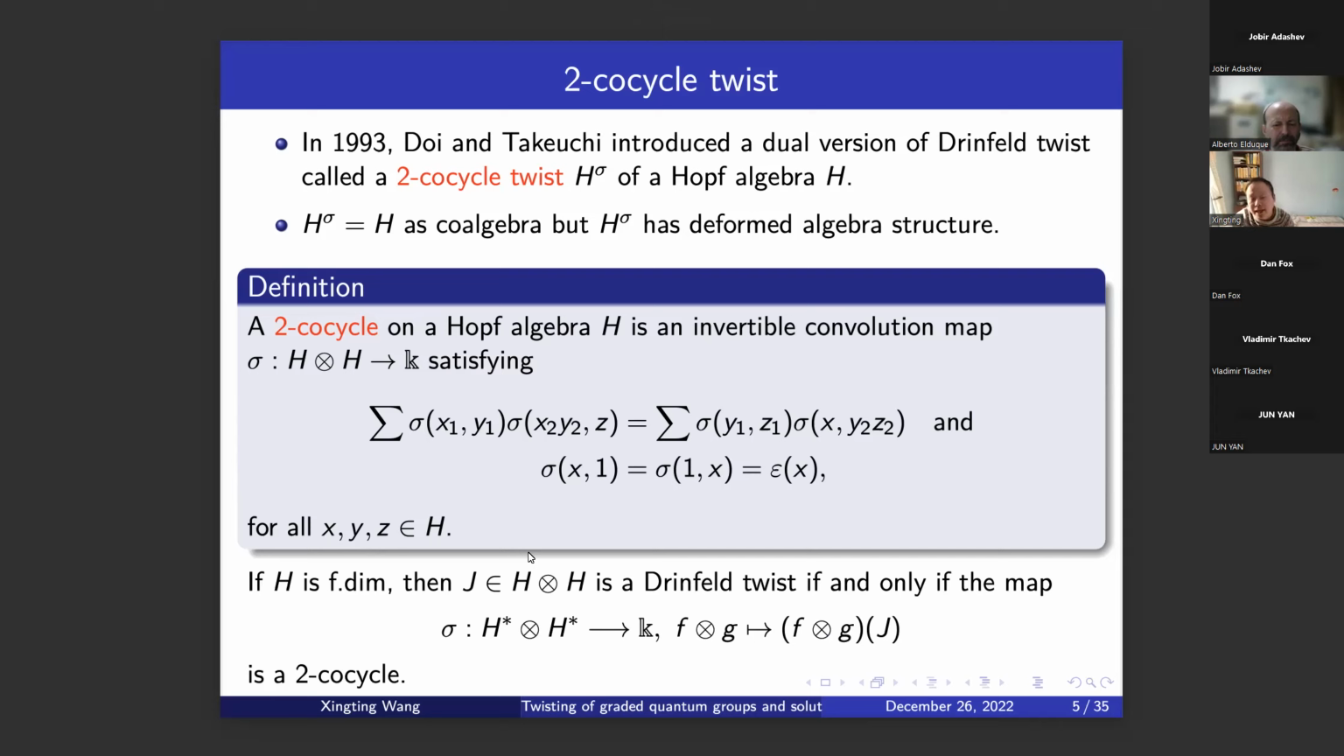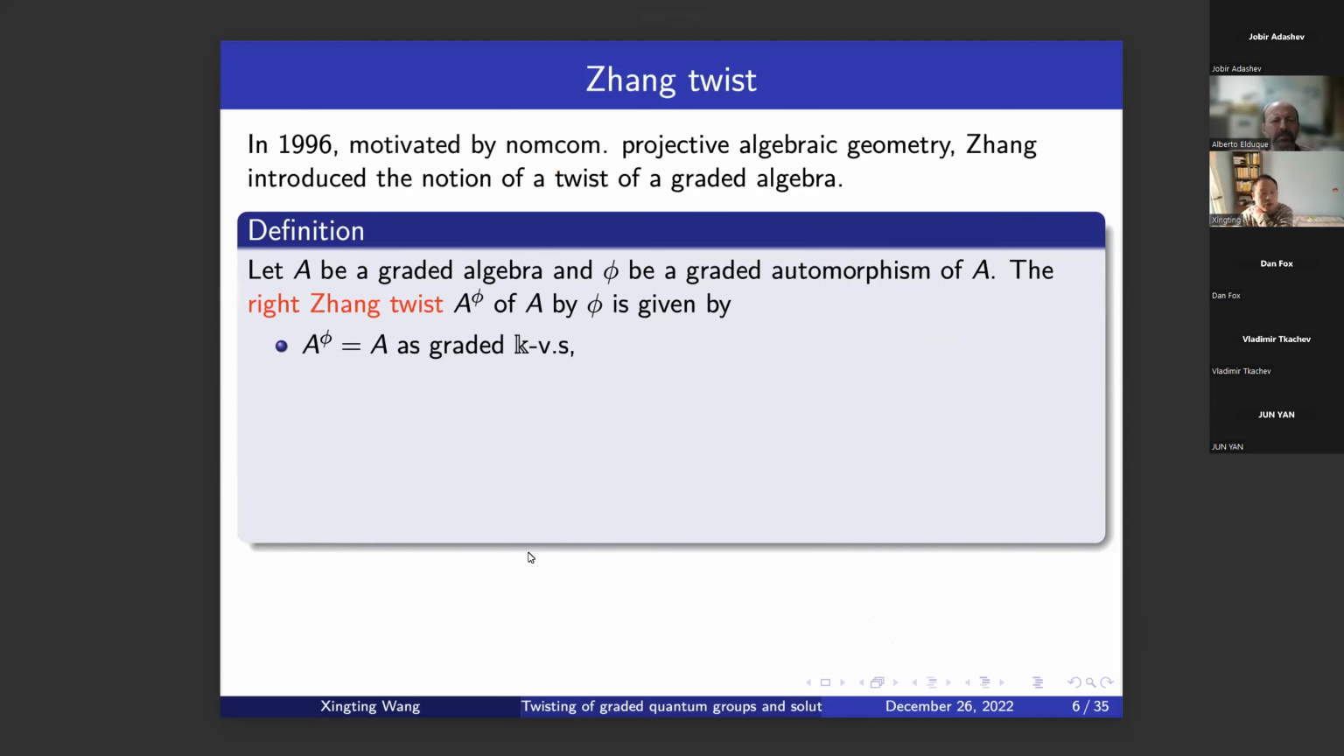Okay, so that's one of the players of twistings we are going to consider today, which is how to twist a Hopf algebra by a two-cocycle. Now, let me introduce another twisting, which has a totally different background, from so-called non-commutative projective algebraic geometry. This topic was actually introduced by Artin and Tate by classifying some non-commutative graded algebras of global dimension 3. And later in 1996, Zhang introduced another notion of twistings, but this time not for Hopf algebras, but for families of graded algebras.